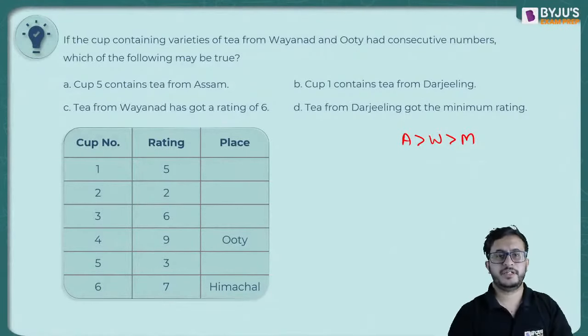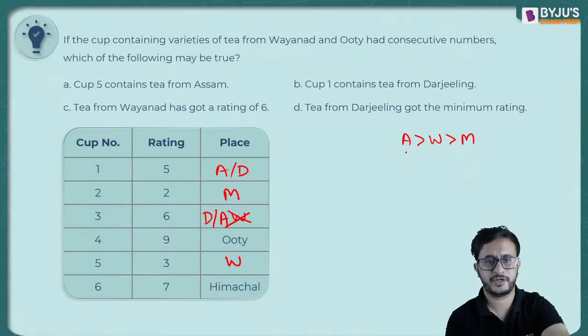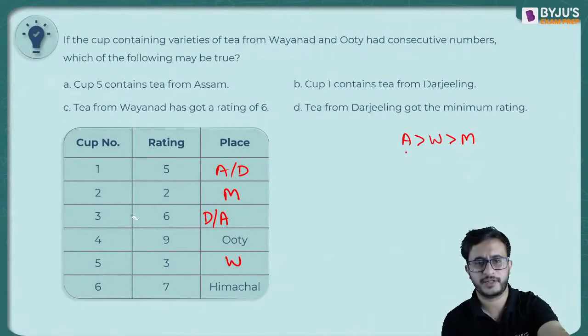Okay, so it is saying that Wayanad and Ooty had consecutive numbers, right? So if I take Wayanad here, we know that Assam is greater than Wayanad. So I cannot take Wayanad here, because then I cannot have Assam more than Wayanad. So this is not possible. That means Wayanad will be this, and Wayanad is more than Munnar. So this will be Munnar and Assam and Darjeeling, but we are not sure which one will be Darjeeling and which will be Assam. So we cannot have Wayanad as the rating 6.